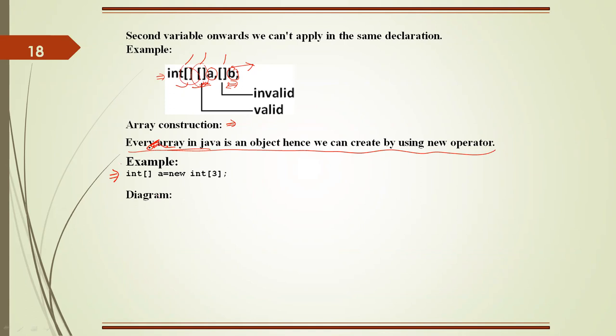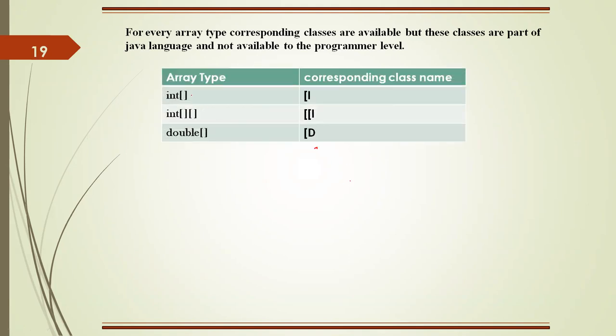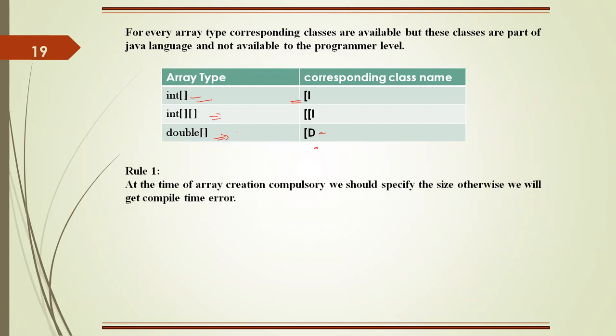Okay, this is the example. You can see the diagram also. I have given you three, then a pointing to this object. Now, for every array type, corresponding classes are available, but these classes are part of the java.lang package at the programmer level, not for our developer level. So don't worry about the corresponding classes.